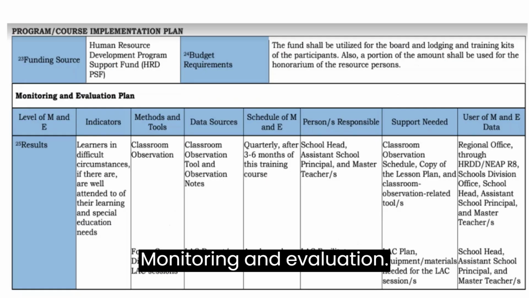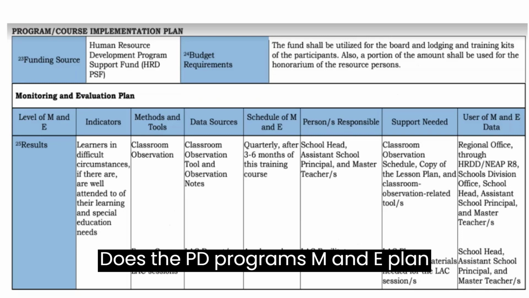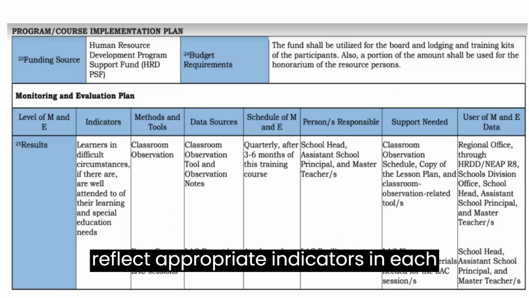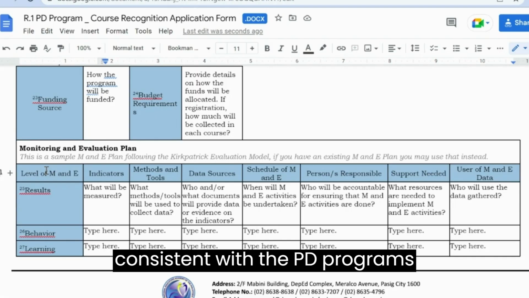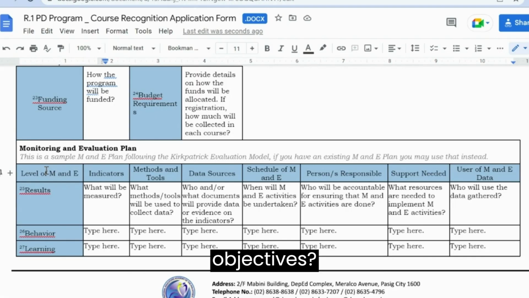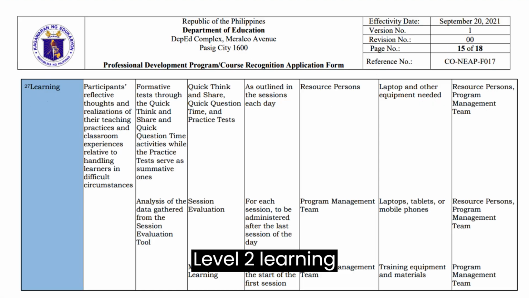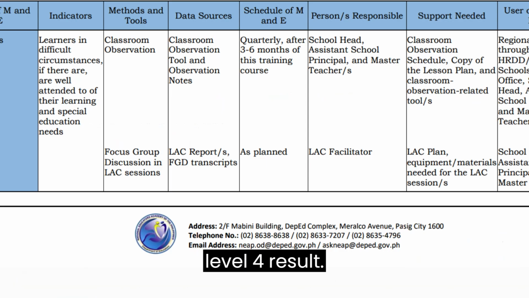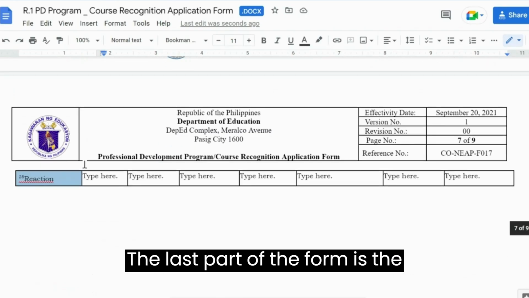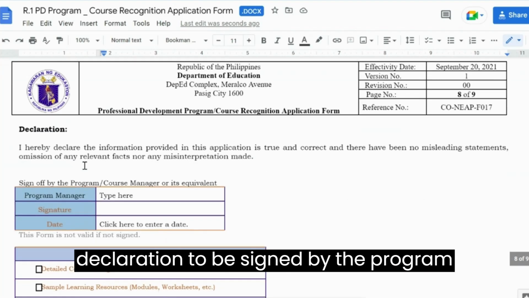Monitoring and evaluation. Does the PD program's M&E plan reflect appropriate indicators in each of the four levels of the Kirkpatrick model, consistent with the PD program's objectives? Level 1, reaction; level 2, learning; level 3, behavior; level 4, results. The last part of the form is the declaration to be signed by the program manager.